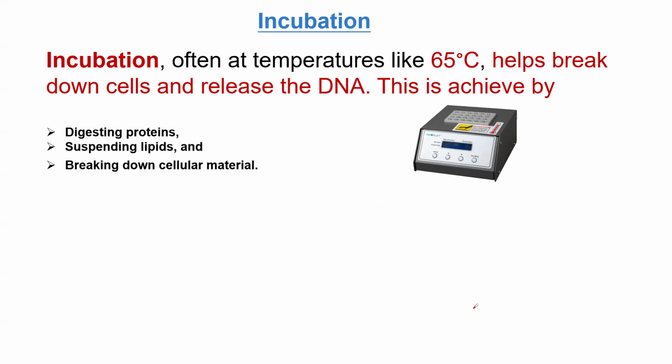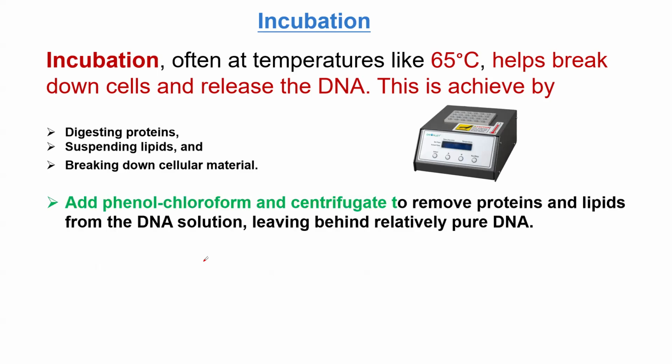Is it from plant? Is it from animal? Or is it from fungi? Then after that, so this is the importance of the incubation: digesting proteins, suspending lipid, and breaking down cellular compounds. So the next thing is to add phenol-chloroform and then you centrifuge. The importance of adding phenol-chloroform is to remove proteins and lipids from the DNA solution. So that's why you add phenol-chloroform and then you centrifuge.